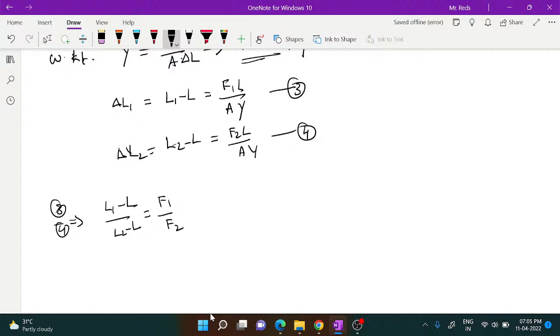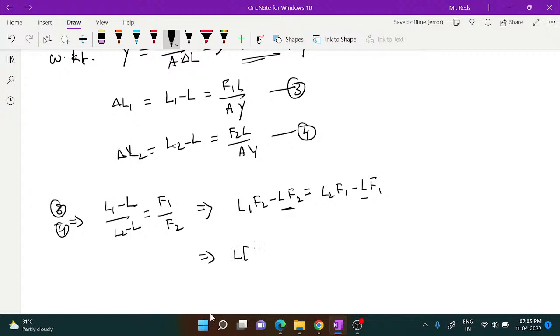We're asked to find L. To find this, let us cross multiply. Then L1 F2 minus L F2 is equal to L2 F1 minus L F1. Now we want L, so let us separate the L terms to one side. Let us bring this to that side, so we get L F2. And if you take L common, this implies you get L F1 plus L F2, right?